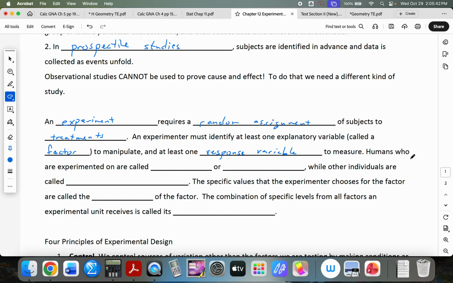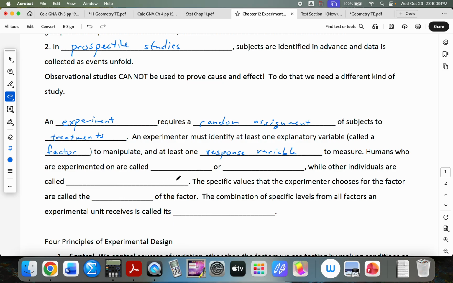So you look at the explanatory variable. These people all exercised half an hour a day. We're going to assign people to do that. We're going to assign other people to sit on the couch all the time. And we're going to see what happens to their blood sugar level. Okay? That's an experiment.